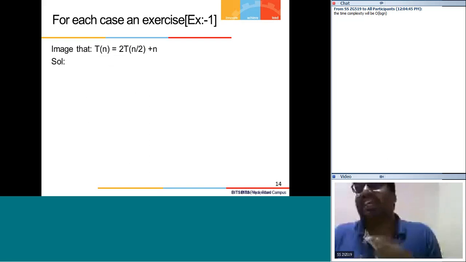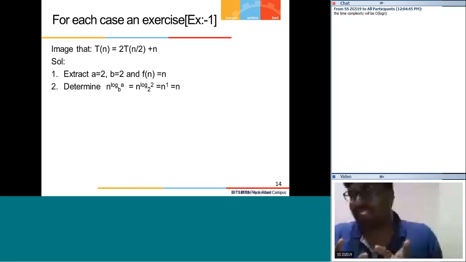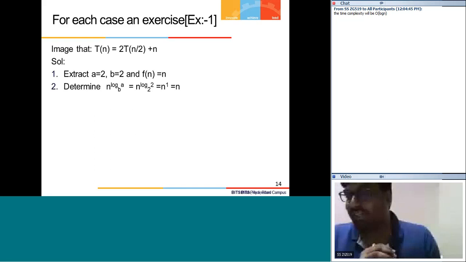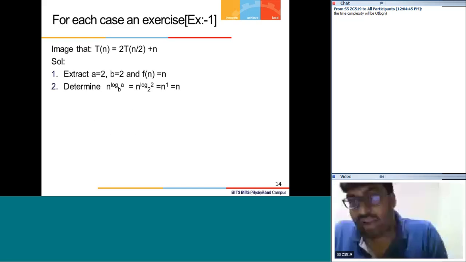Now what is the second step? Determine something. N of log a to the base b should be determined, right? How do I determine that? Just substitute the values of a and b in the formula n of log a to the base b. Which is n log 2 to the base 2, which is 1, and so n power 1 is equal to n, correct? Did you determine this? Yes, great. Now what is the third step? Comparison between f of n and the determined value.